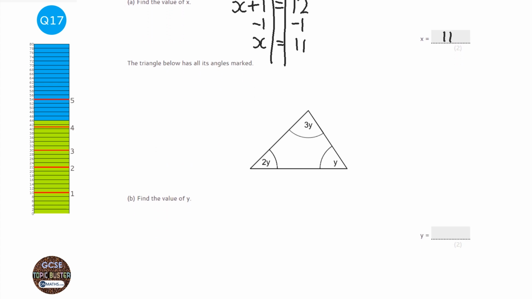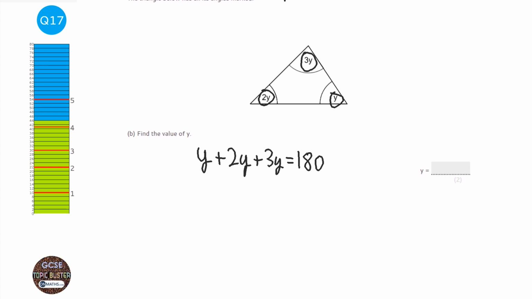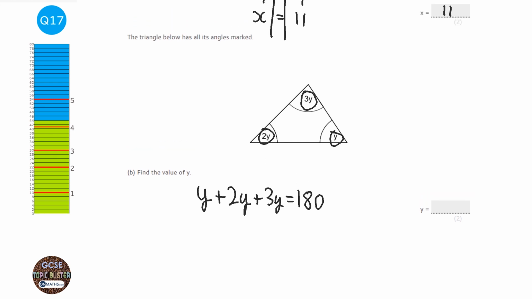Question B. Have a think about what you know. You know that all angles in a triangle add up to 180. So we know that if we add y, 2y, and 3y together, it's going to equal 180 degrees. So again, let's just get our lines down so that we can solve it.